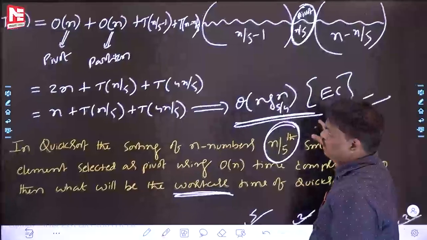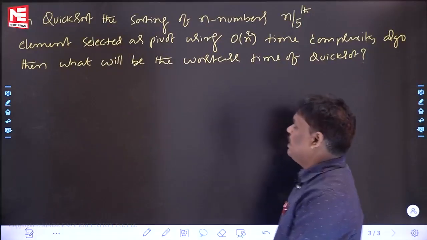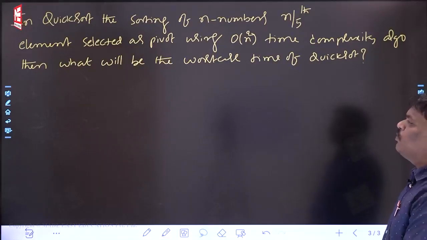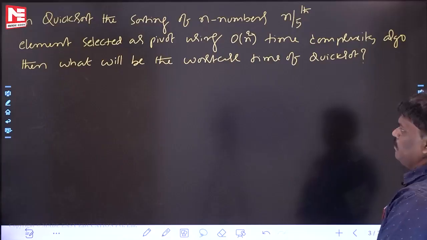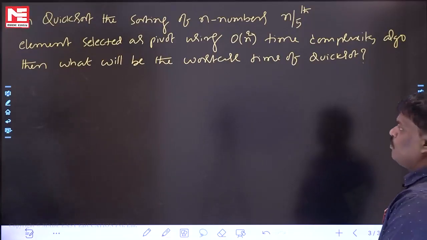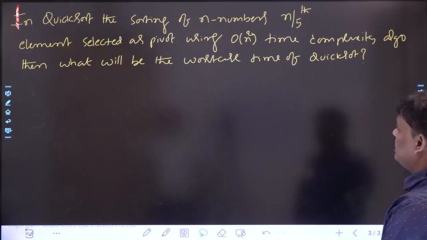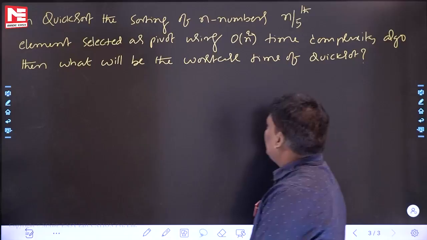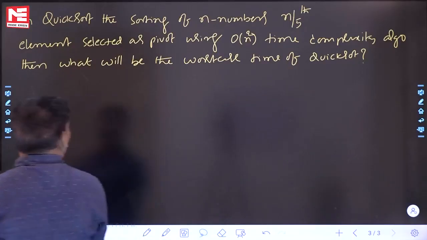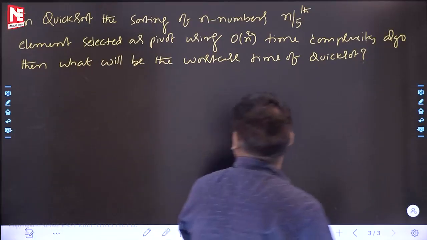Fine, I think you are absolutely fine. See the next problem. It is a nice one. Please read this. If you really understood the previous problem, you will mostly be able to answer this one. In quicksort, for sorting n numbers, the n by 5th element is selected as a pivot using an order of n square time complexity algorithm. Then what will be the worst case time complexity of quicksort?